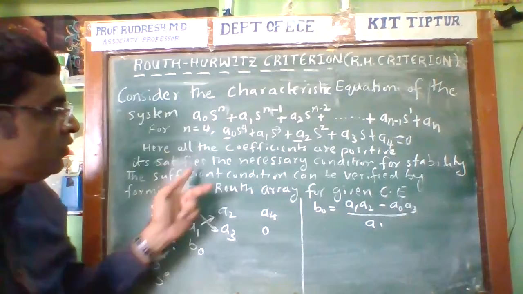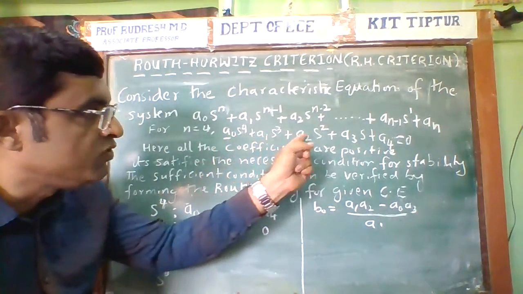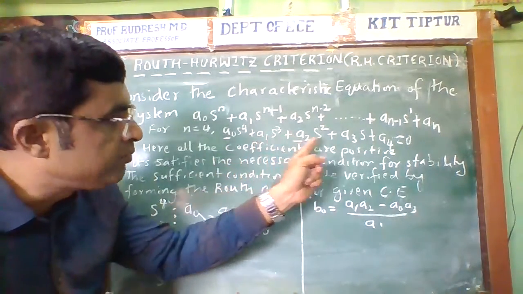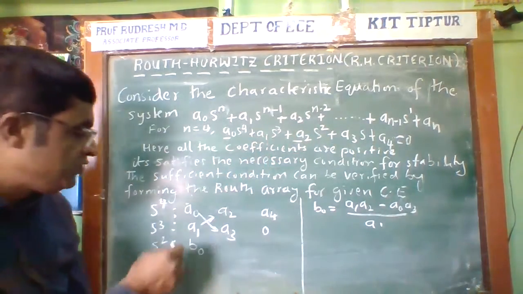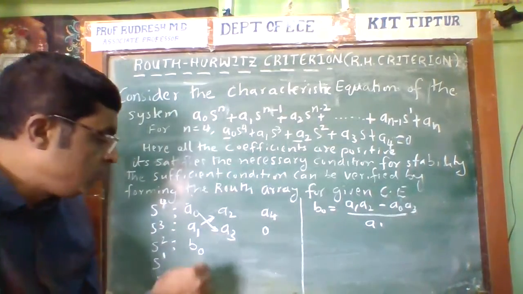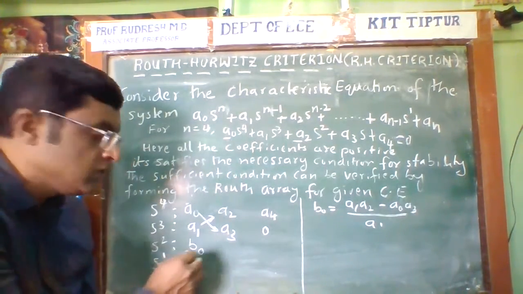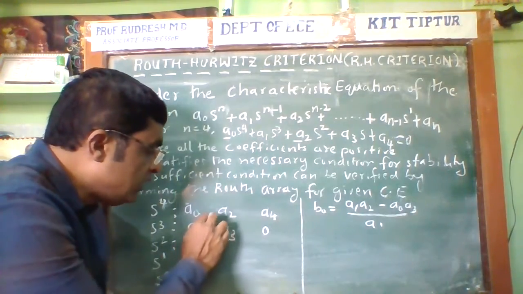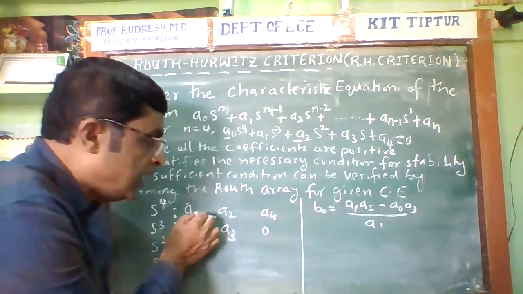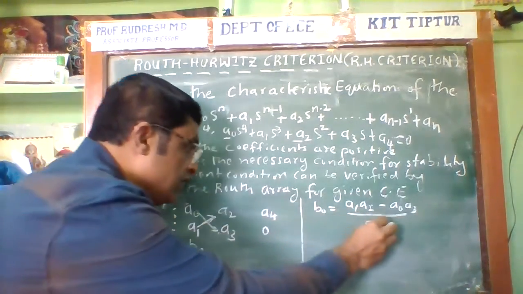The coefficients of S power 4 are the coefficients of even powers of S. Similarly, S cube has the coefficients of odd powers of S. Once we find the two rows of the Routh array, the next row element can be formed. This is b0. What is the b0 value? We need to multiply a1 into a2, then minus a0 into a3, divided by this a1.